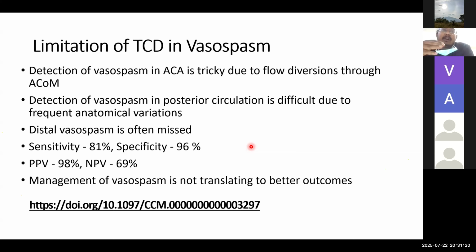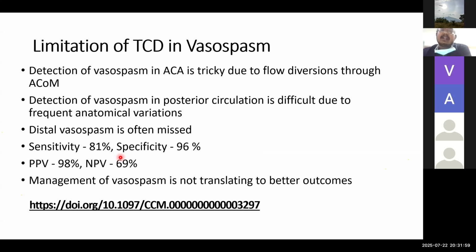And all we talk about is proximal vasospasm in the proximal arteries. More often, distal vasospasm is missed. And so these sensitivities are basically for the middle cerebral artery, it goes up to 81%, and specificity goes up to 96%. Positive predictive value is 98, and negative predictive value is 69. So what it essentially means is that if you just identify one point and say that velocities are normal, no vasospasm, you are more likely to miss. So that is why sensitivity is kind of less.